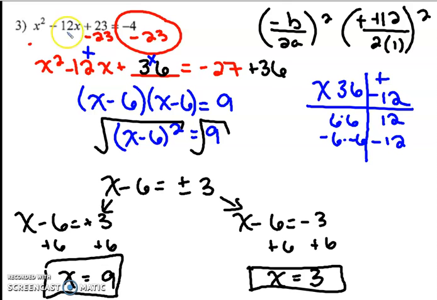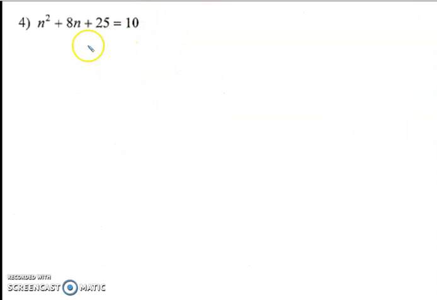All right, number 4. So we start by getting rid of that 25. Plus 8n equals negative 15. You don't need me to write minus 25 minus 25. I will just in case. Minus 25 minus 25. Plus whatever my blank is.